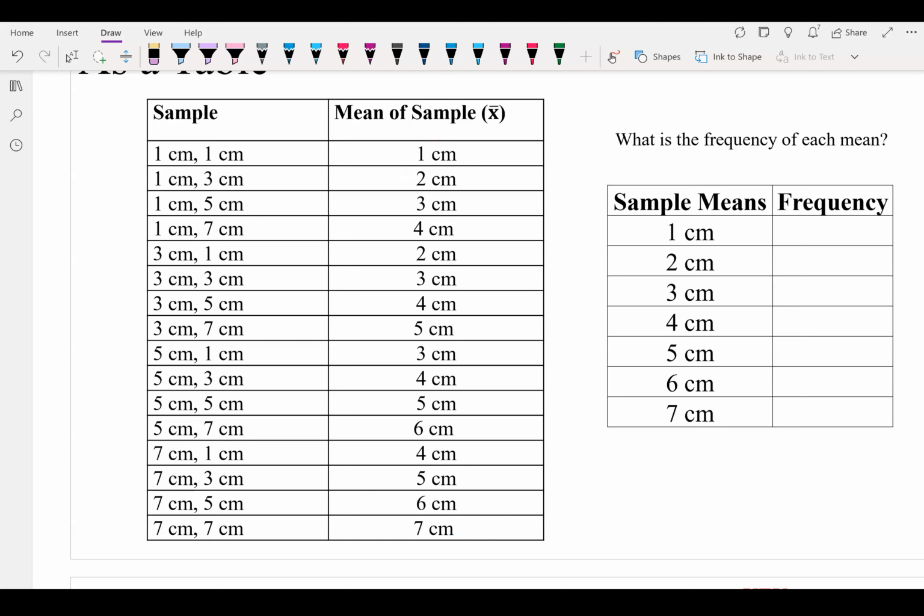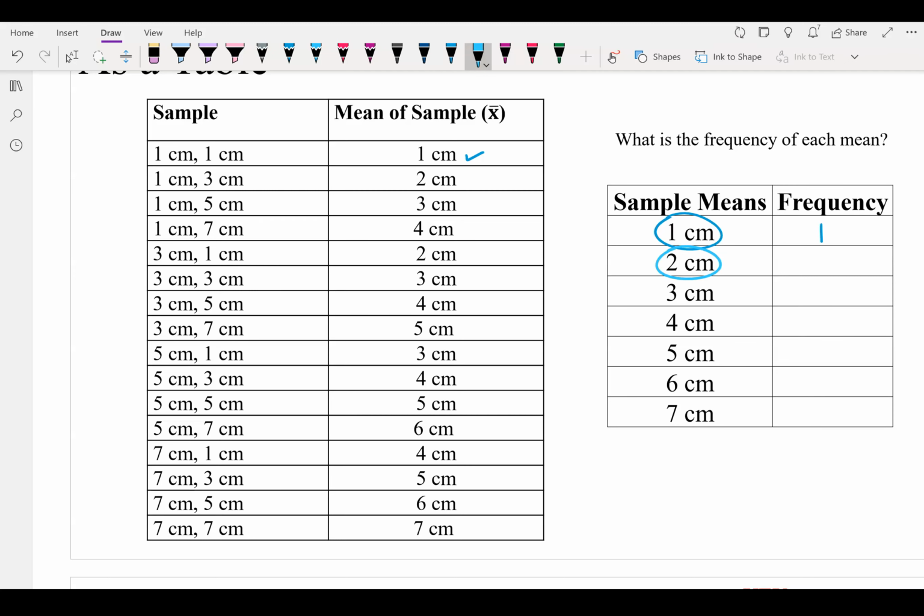If you don't remember what I'm talking about by sample space, think back to the dice. If you roll a 6-sided dice, what are all the possibilities for your sums, for example? But the important thing here is that every single sample has a mean, and then all of these means come up a certain number of times, all the possible sample means. So how many times does 1 centimeter come up? Well, we see that it comes up 1 time and 1 time only. So the frequency is 1.